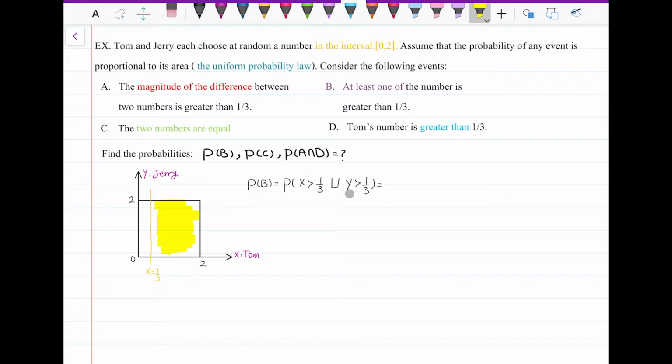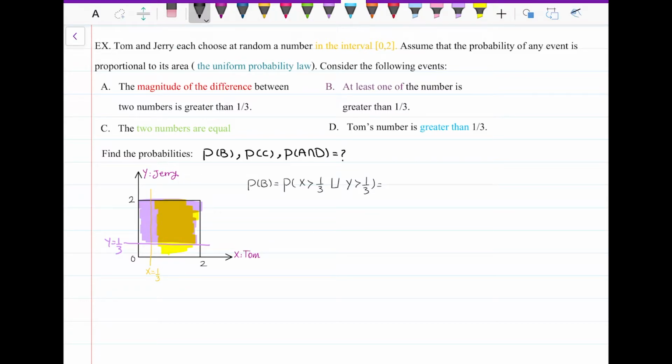Then I'm going to graph Y greater than 1/3. So I graph Y equals 1/3, and with the same idea, if I pick a point, I see that the region above the line would be the region of my interest. Okay, so now that I have the union, I should consider everything except that little square in here.